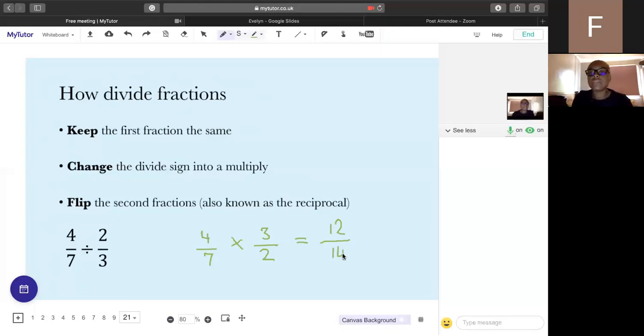Now, if we wanted to simplify this fraction, I know that both of these are even numbers. So if I use a different color pen, I can divide these by 2. So we would get 12 divided by 2 is 6, and 14 divided by 2 is 7. So our final answer would be 6 over 7 in its simplest form. But to divide fractions, always remember keep, change, flip. So keep the first one, change the sign, and then flip the second fraction.